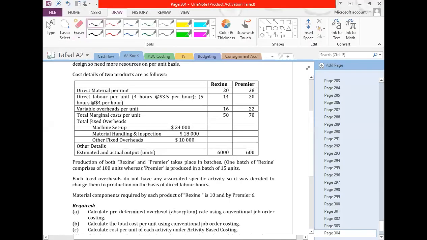Let me pick up the things. Here we have the overheads. The total of overheads is 52,000. Kindly check from your calculators. Production overheads are based on batches. Rexine 100 and that 15. Fixed overheads do not have any associated specific overhead driver. It's going to be taken as labor hours. So we need labor hours. How do we get the labor hours?